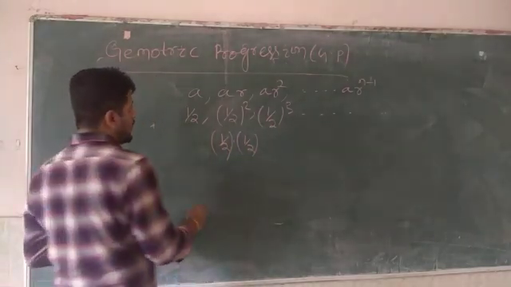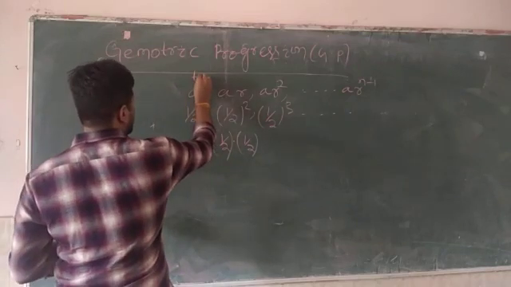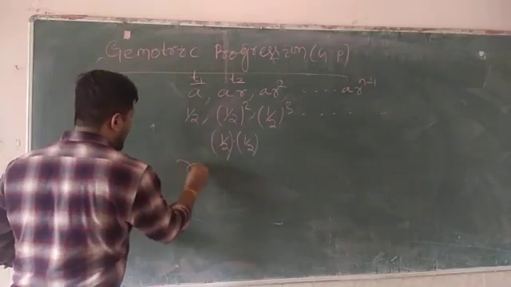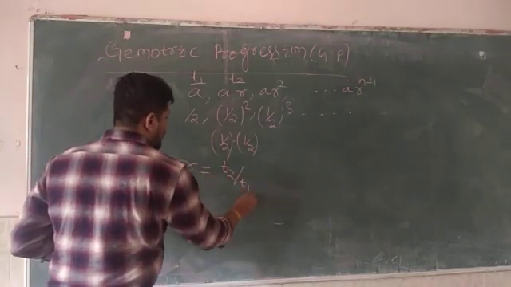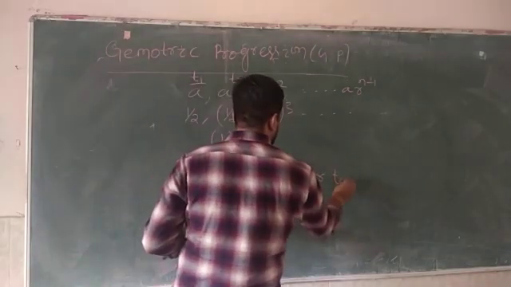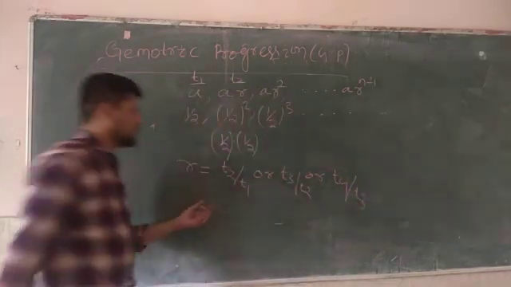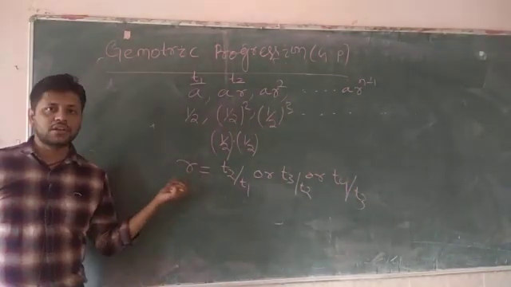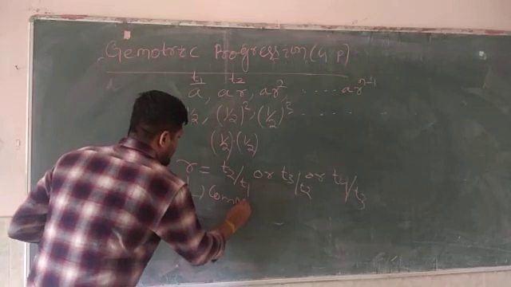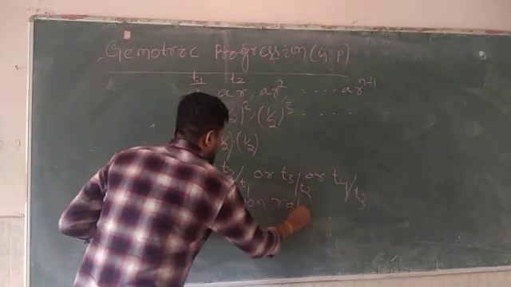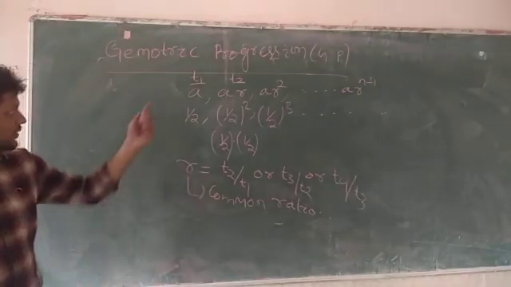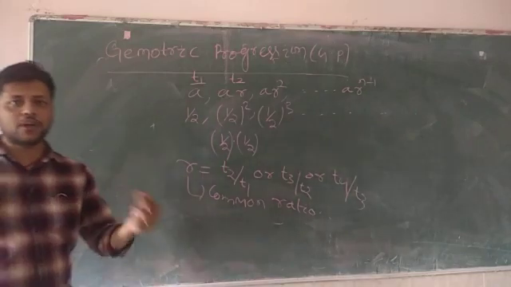How do I find the common ratio? I have already explained it. This is your first term, T1, and this is T2. For finding the common ratio, r is equal to T2 by T1, or T3 by T2, or T4 by T3, like that. The ratio remains the same, that's why it is known as the common ratio. r is known as your common ratio.